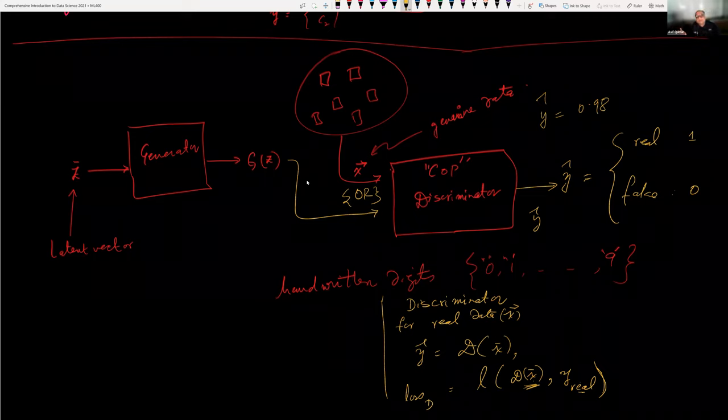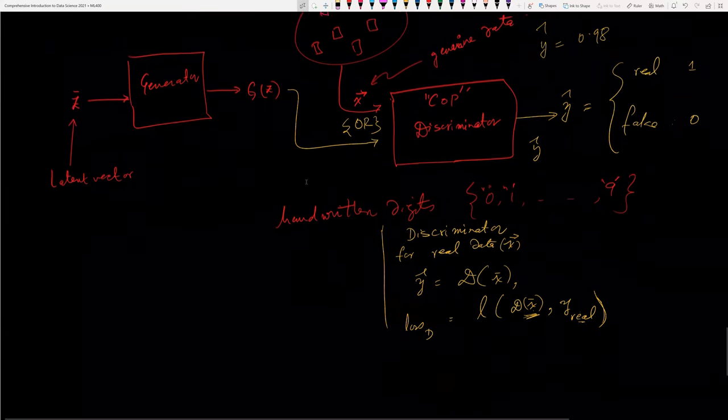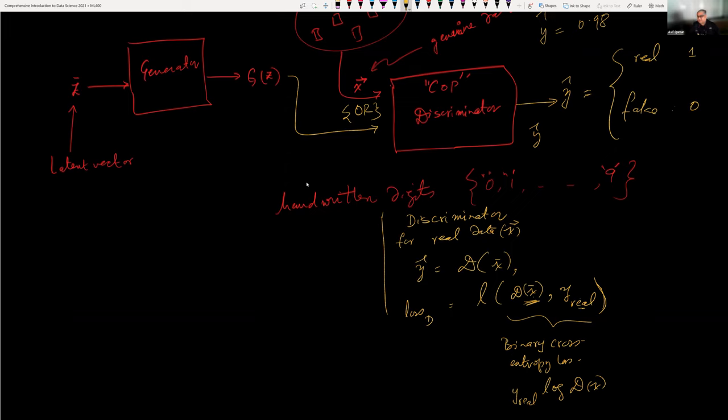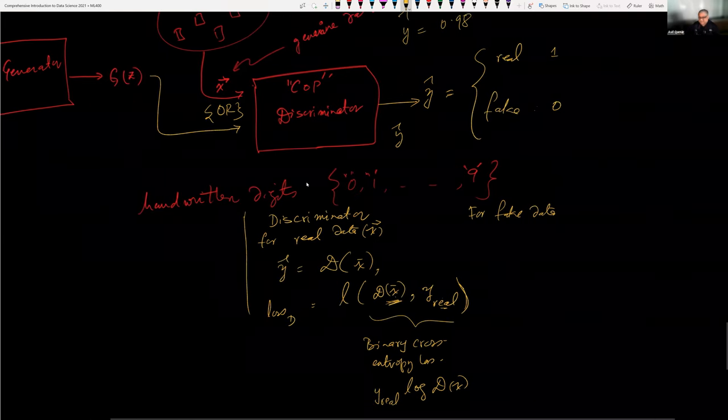So far, so good, guys. This is standard classification. Are we together? Yes. And this classification problem could be basic logistic, binary. If it is just two-class classification, real or fake, binary cross entropy loss. Remember what your binary cross entropy was? It was basically log of D(x), multiplied by y real. This is for real data. Now for fake data, let me do this for real data.